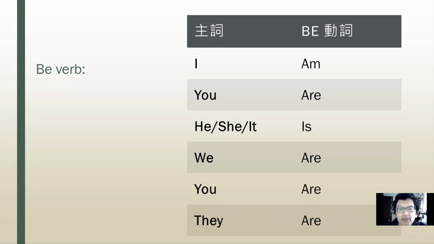You should be able to use the pronouns from the last slide and use one of the be verbs shown here to make sentences. So now stop the video and make these sentences using the pronouns and the be verbs such as am, are, and is.